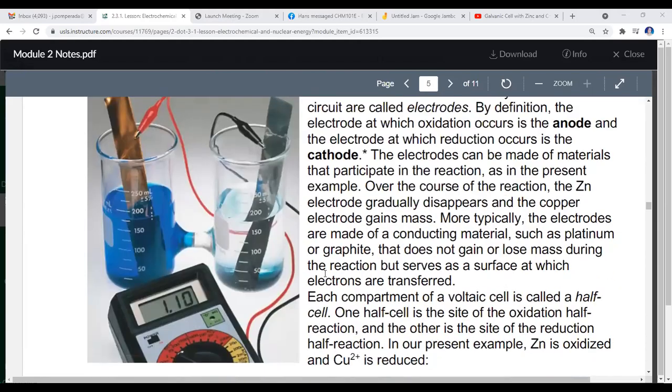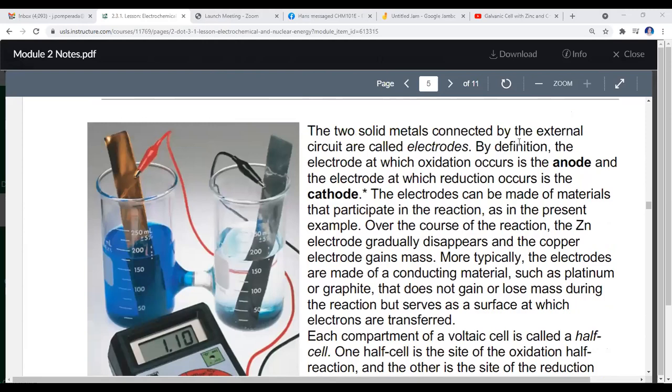Now in here, the two solid metals connected by an external circuit are called electrodes. So in here, you have a scenario wherein you use metals in solutions, which we call electrodes. Let me annotate. Your metals in solution are called the electrodes. In the previous scenario I gave you, you only have one beaker and a metal in it, and your reaction is spontaneous. Both redox reactions happen in that one beaker with the metal zinc. The beaker contains the copper solution.